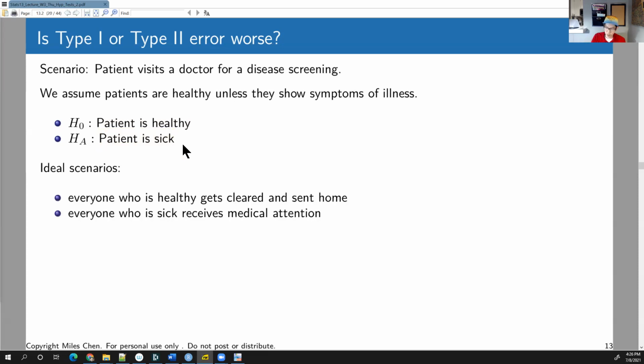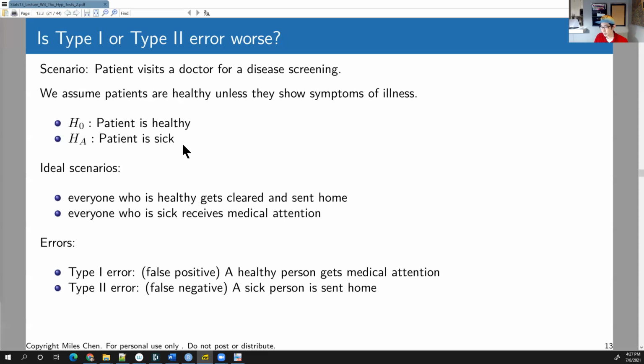Ideally, what we want is that everyone who is healthy will get cleared, and we send them home. We say, you're healthy, you got nothing to worry about. And anytime somebody is sick, we detect that and they get medical attention, right? Either we prescribe them medications, or we admit them to the hospital, whatever it is, they get medical attention if they're sick, okay? What would a type 1 error be, and what would a type 2 error be in this scenario?